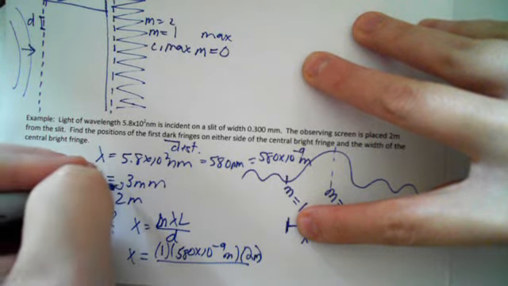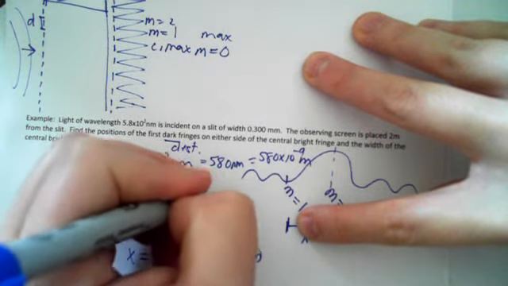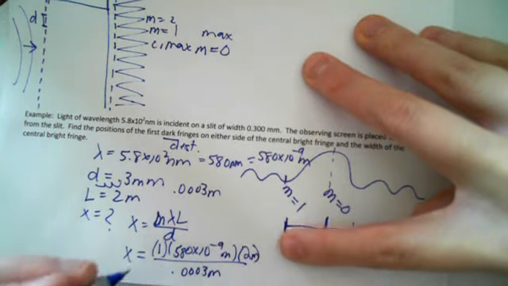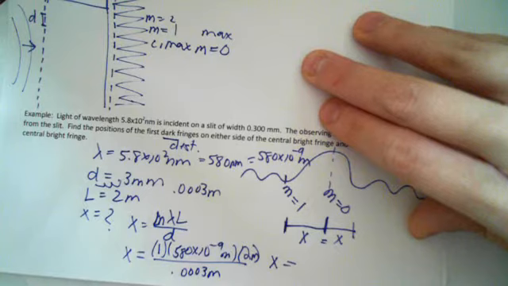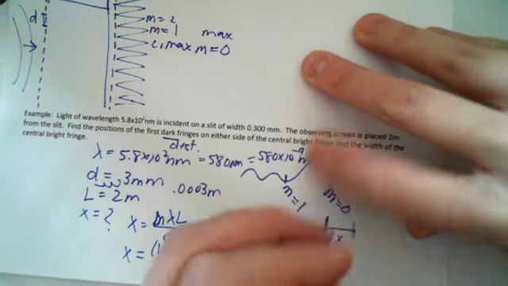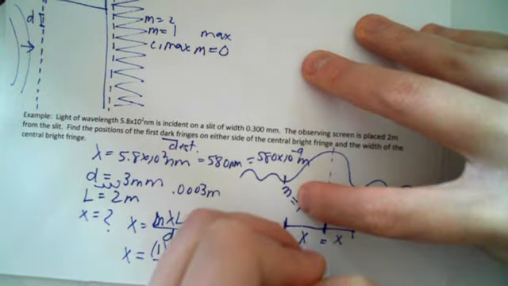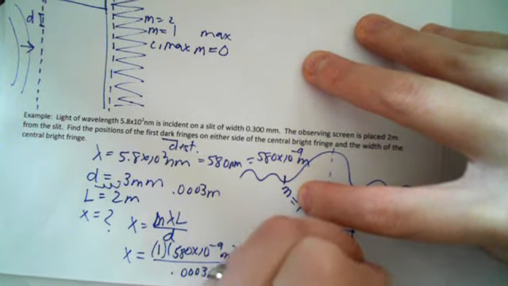0.0003 meters. And plug that all in, and the distance between the dark fringe and the central max is 0.0038 meters.